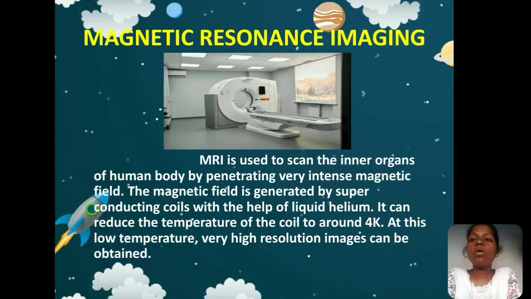Then MRI. What is meant by MRI? Magnetic resonance imaging. It is used to scan the inner organs of the human body by penetrating a very intense magnetic field. The magnetic field is generated by a superconducting coil with the help of liquid helium. It can reduce the temperature of the coil to around 4K. What is meant by 4K? 4 Kelvin. At this low temperature, very high resolution images can be obtained.